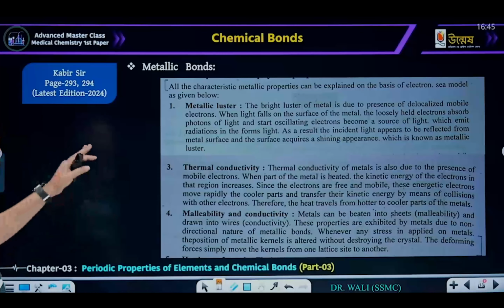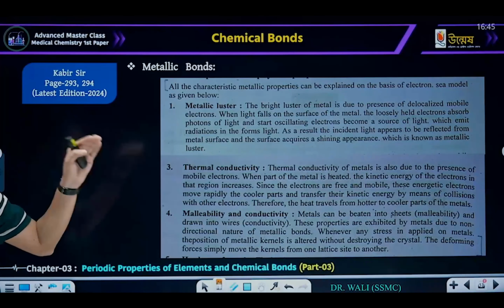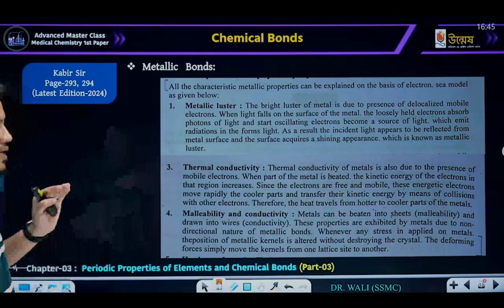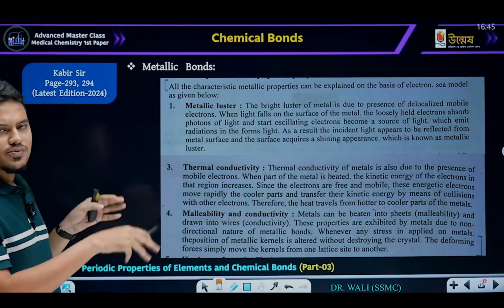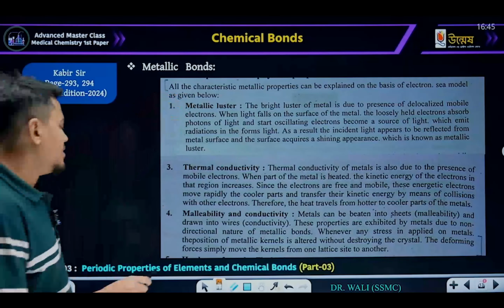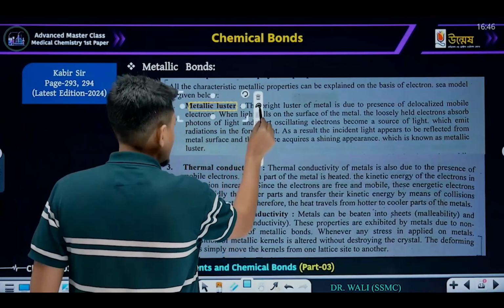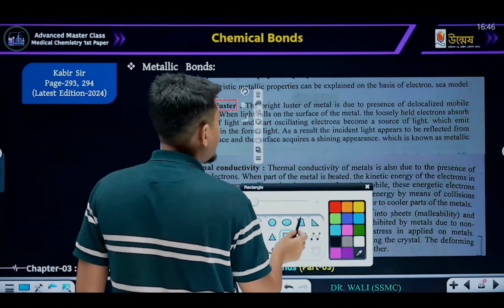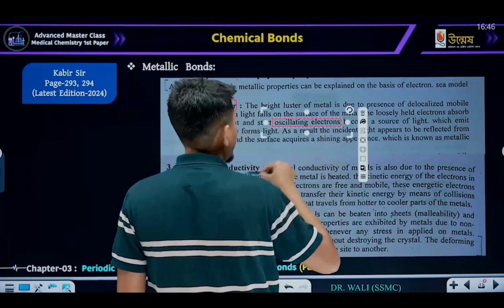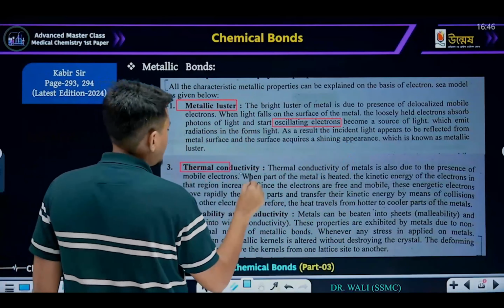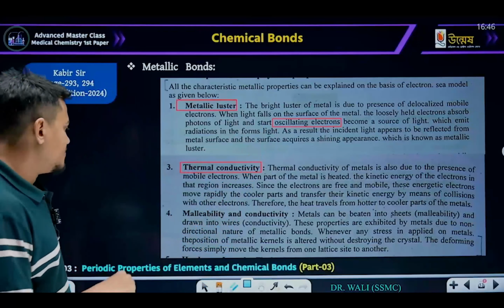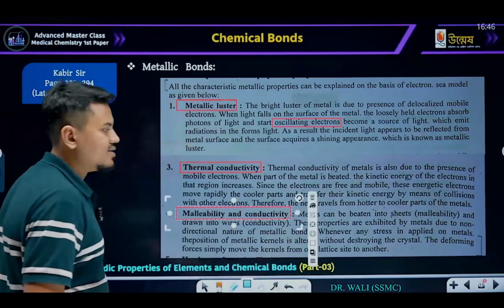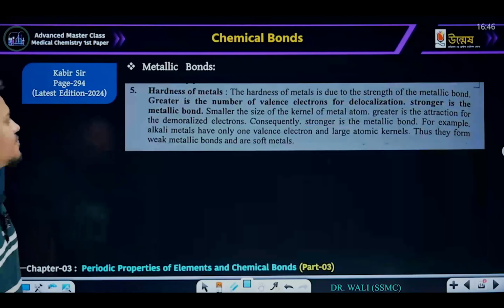Now, regarding metallic bonds, they are responsible for some important properties. We do not have to read all of the lines from the book. We should only focus on the headlines. Metals show metallic luster. Why? Because of the oscillating, delocalizing electrons. Then they show thermal conductivity, which is also due to the oscillating electrons. Lastly, malleability and conductivity. These are very easy. You should only focus on the headlines.